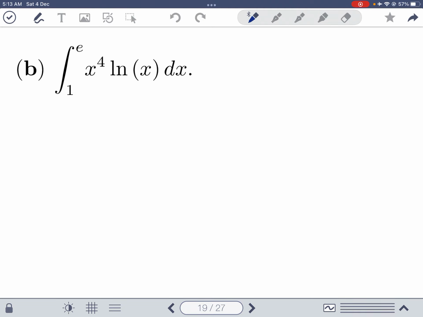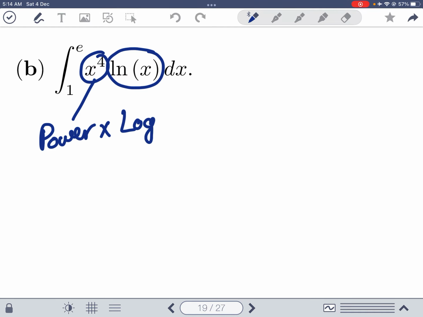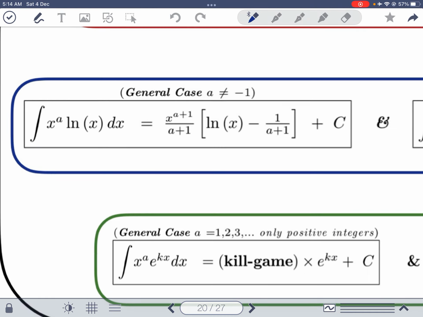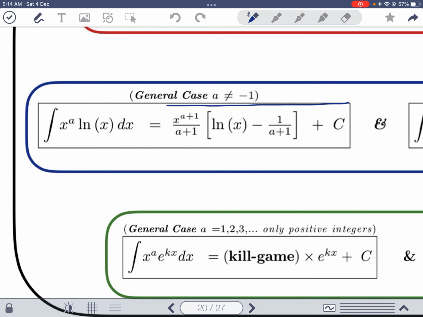And now we have this integral. It has a power function times a logarithm. So now we have power times log. This is not included in the formula sheet, but I told you that because it works for all powers except -1, it's good to remember this formula.